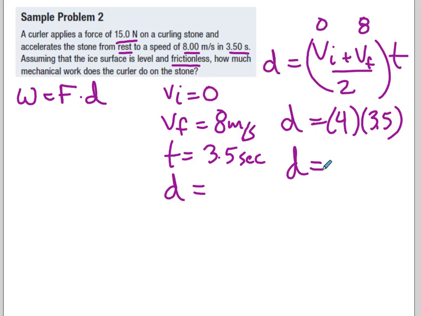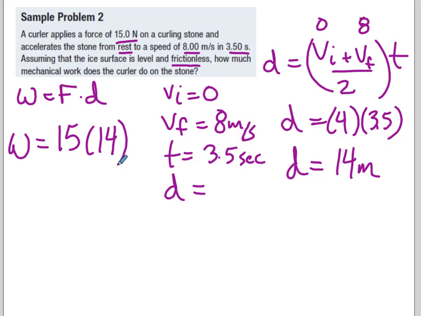Let's just double check. 14 meters. And now if I go back to my work expression, I have a 15 Newton force applied over 14 meters. So the mechanical work done is 210 joules.